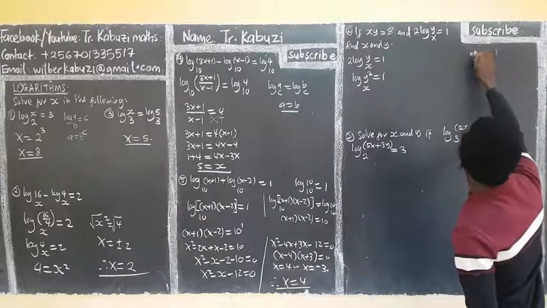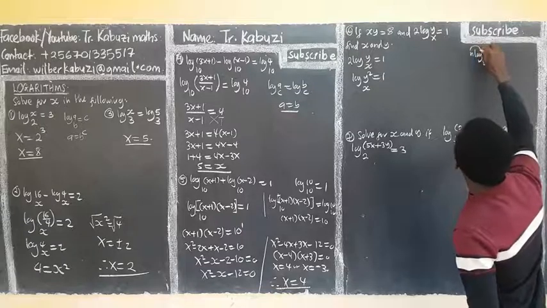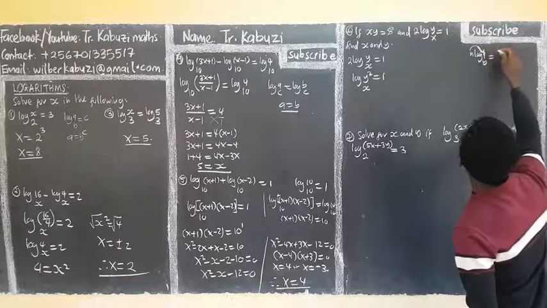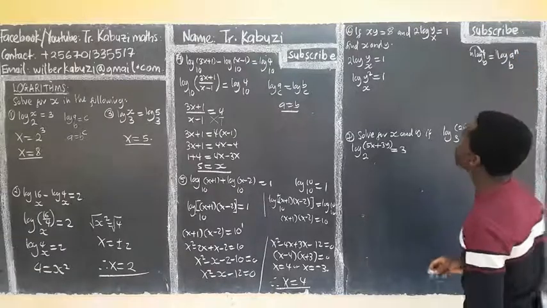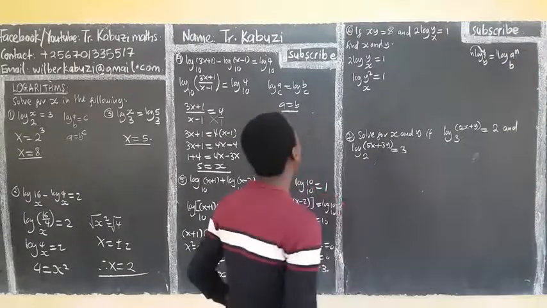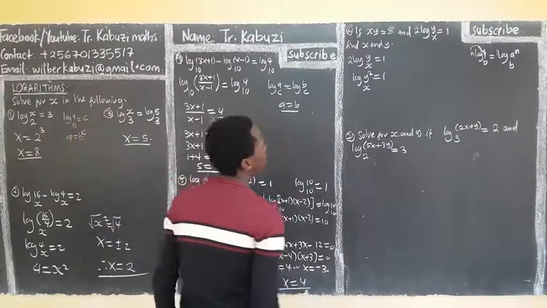The property I'm using: n log m to the power b is the same as the power coming to the top of this number, so we get log of n to the power mb. That's the property I'm using. Then here, you can apply this property.